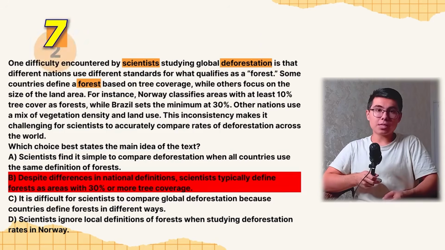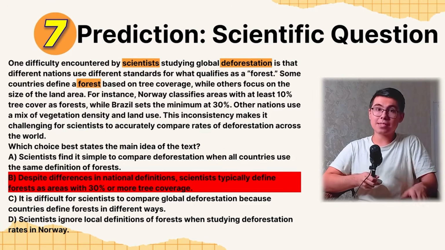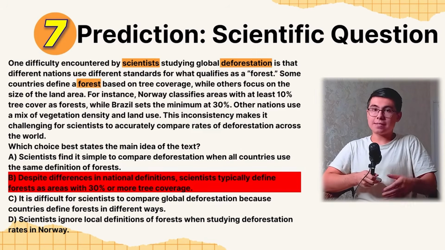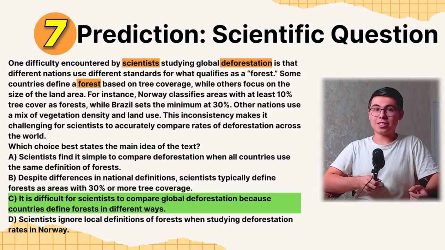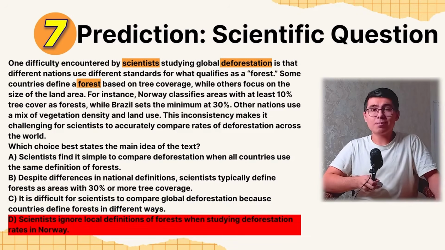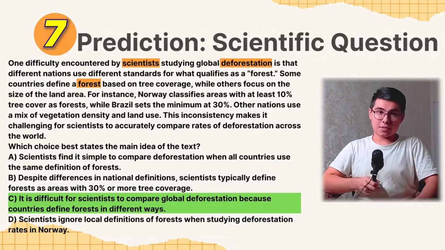Nope, that 30% thing was only for Brazil, and the passage never said scientists use that rule globally. Choice C: It's difficult for scientists to compare global deforestation because countries define forests in different ways. That's literally our summary. That's the main idea. Choice D: Scientists ignore local definitions in Norway. What? That's just a random sentence someone made up, so it's wrong. So yeah, choice C is the answer.